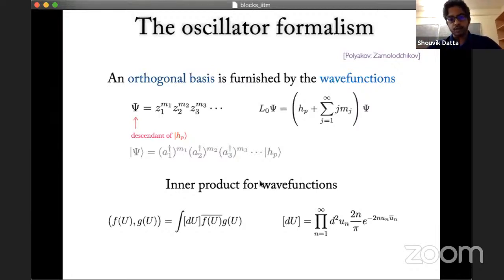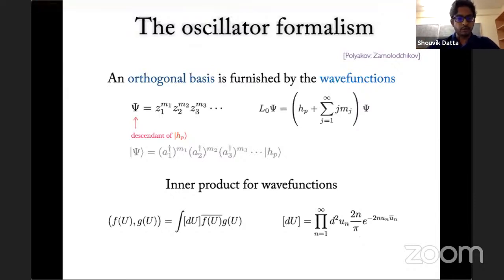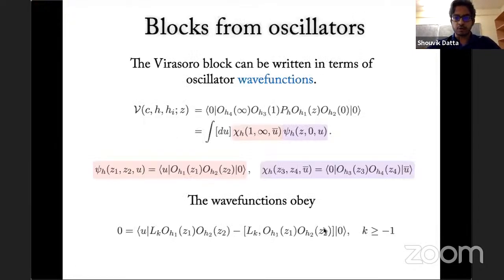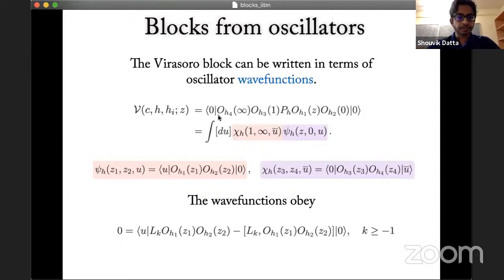Okay, and there's also an inner product for the wave functions. One can evaluate this in order to get various expectation values and evaluate the KAC matrix, for example, using this formalism, and things are appropriately normalized via this measure over here, so that one gets the right expectation values. Okay, so one can use this formalism in order to calculate conformal blocks. So how does one do that?